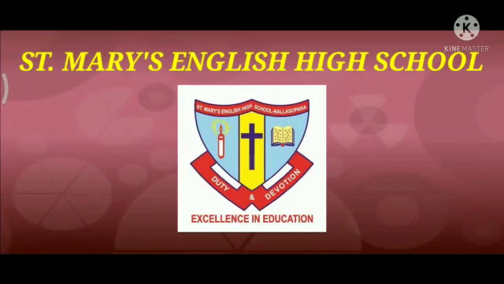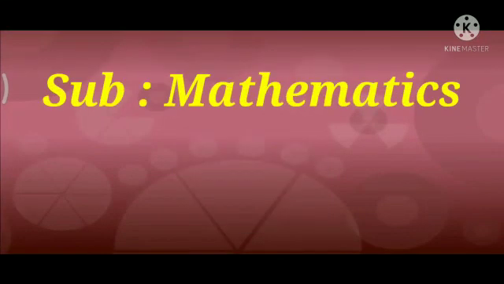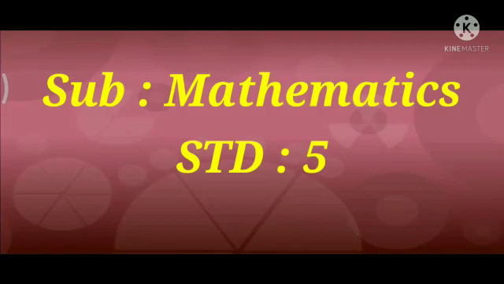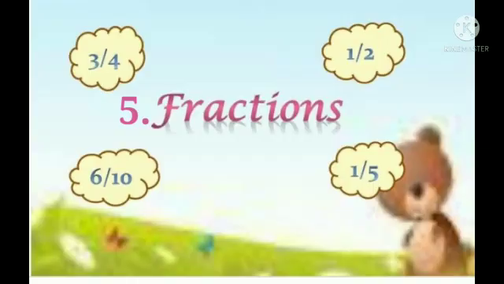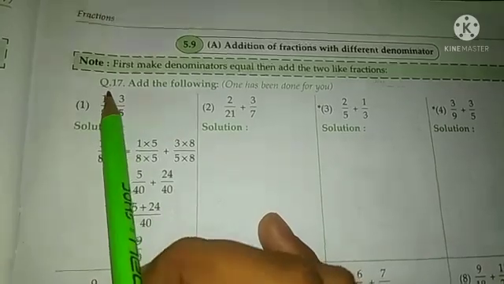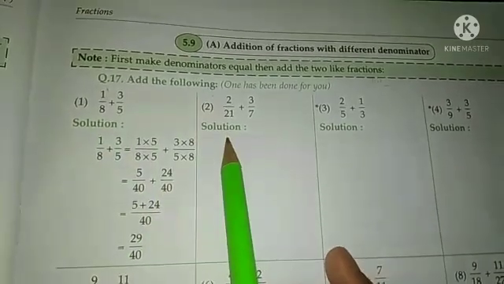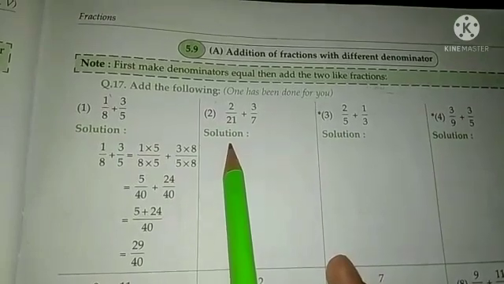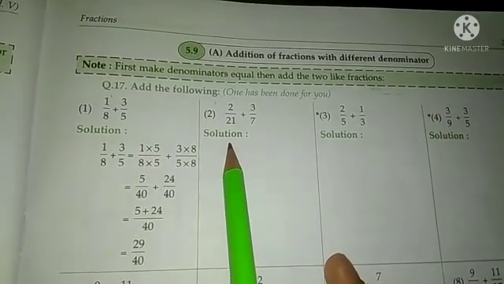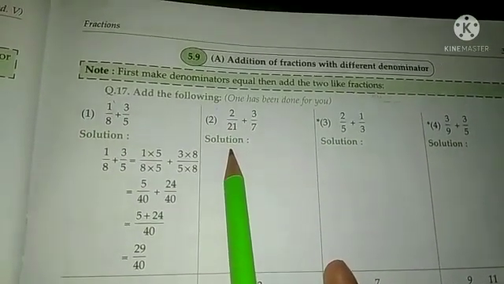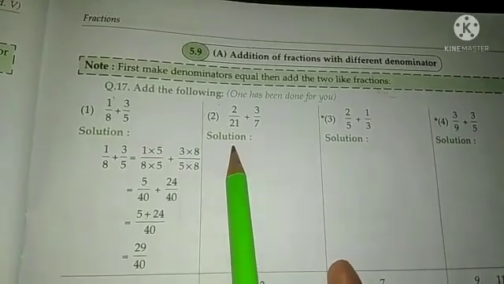Welcome, dear children. Subject Mathematics, Standard 5th. 5th chapter, Fractions, Part 6th. Question number 17. Add the following. Now here we have to add the fractions with different denominators. Clear, students? So see how you are going to find out.